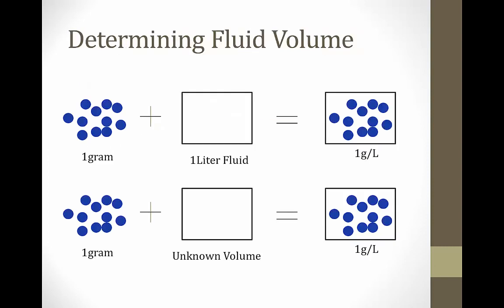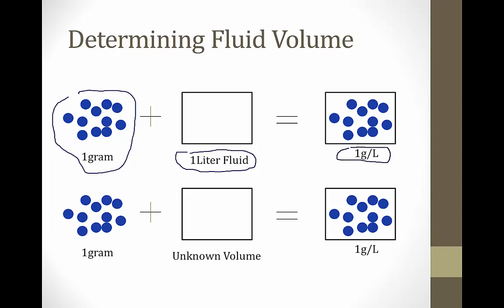So to understand how we determine the volume of distribution, let's do a little thought experiment on how we could determine a fluid volume in general. I want you to imagine that we took 1 gram of a known substance and we put it into a liter of fluid. Well, then you can imagine that once that 1 gram equilibrated, we would have a concentration of 1 gram per liter. That should be easy to understand.